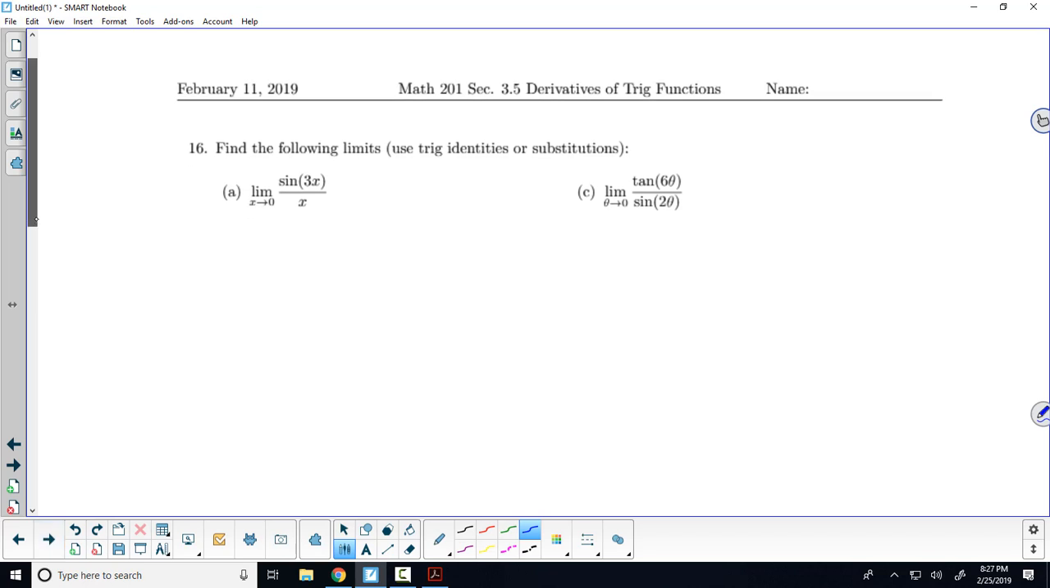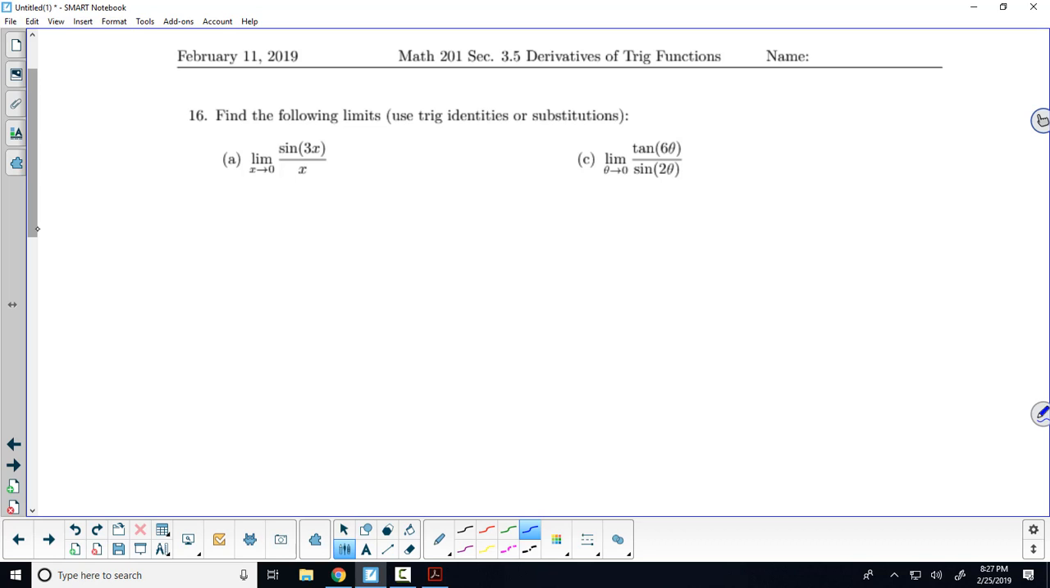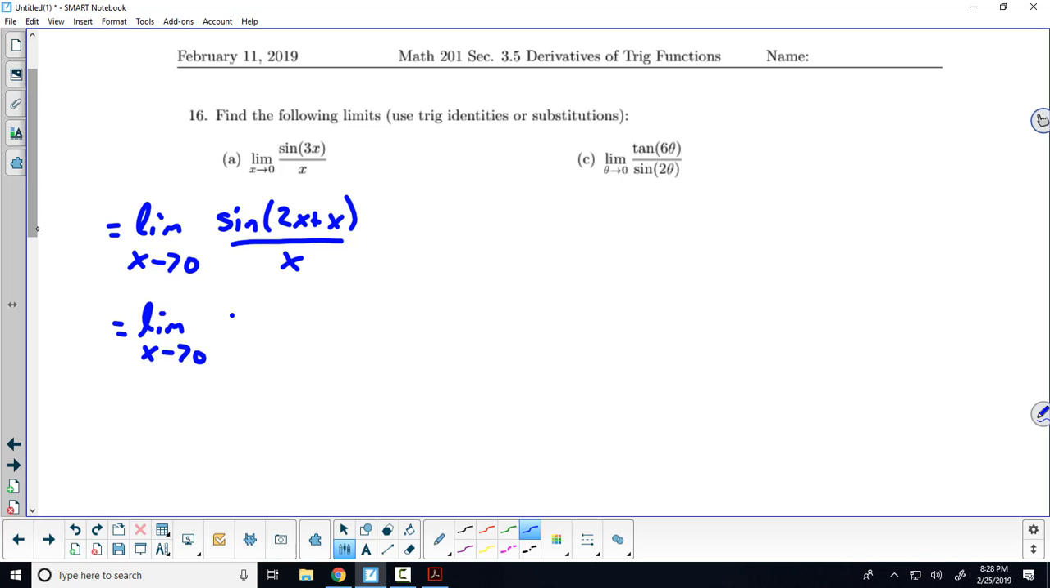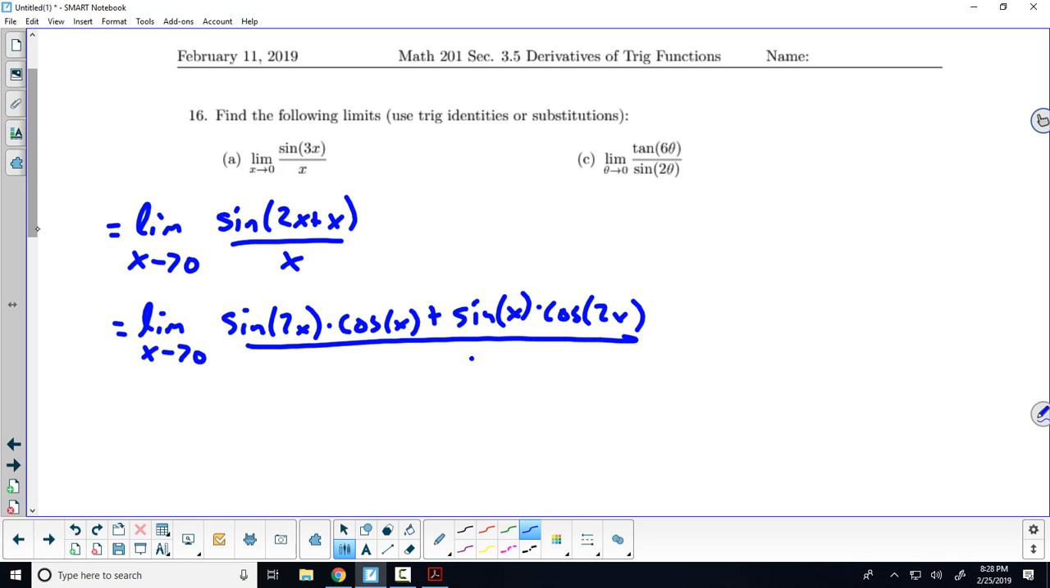Okay, folks, I do want to show you number 16 here. I'm not going to show you all of these, but all of these proofs, or all of these limits, rely upon the fact that we already said the sine of x divided by x is 1, and then we use our identities to help out. So notice that I could rewrite this as the limit, as x approaches 0, of the sine of 2x plus x over x. And now I can use my sum angle property. This gives me the limit as x approaches 0 of the sine of 2x times the cosine of x plus the sine of x times the cosine of 2x all over x.